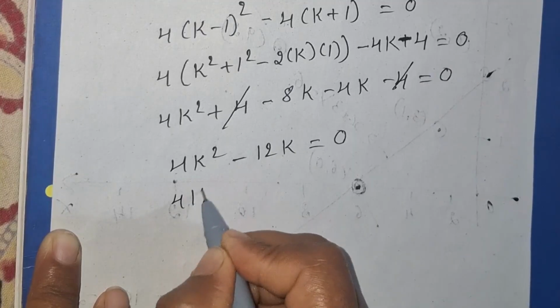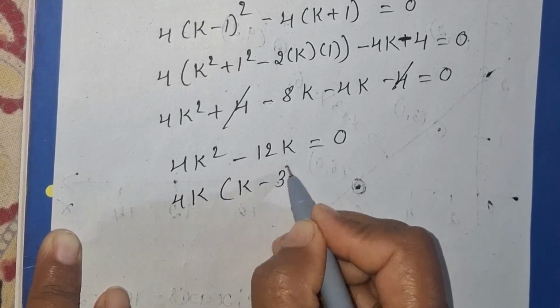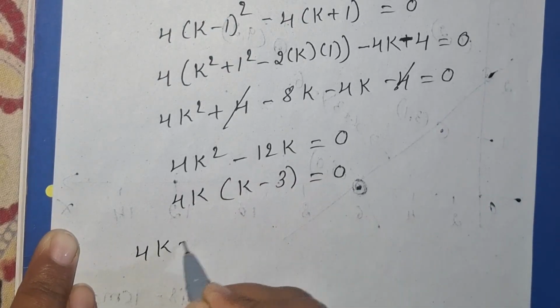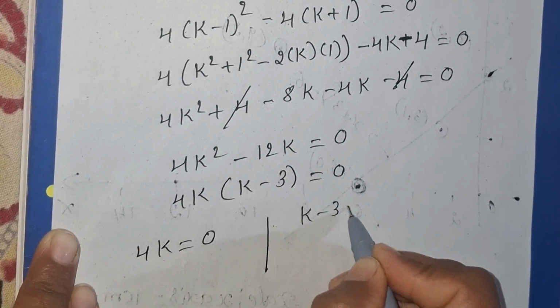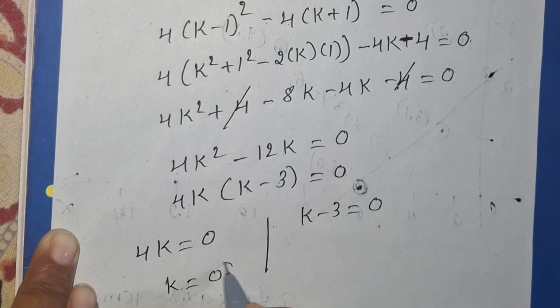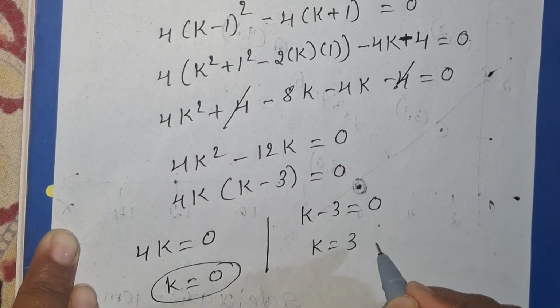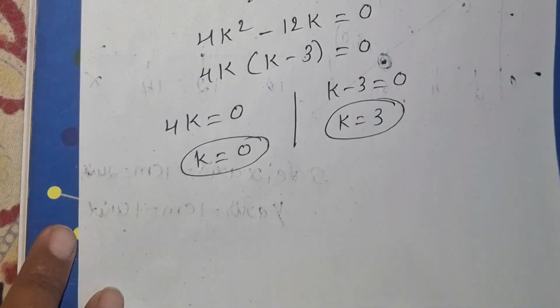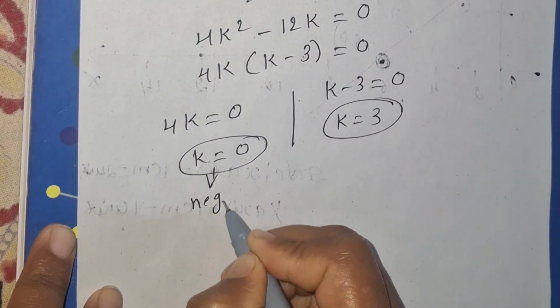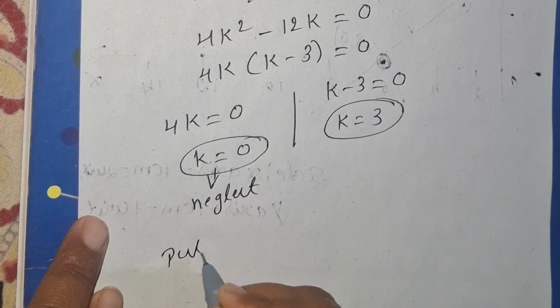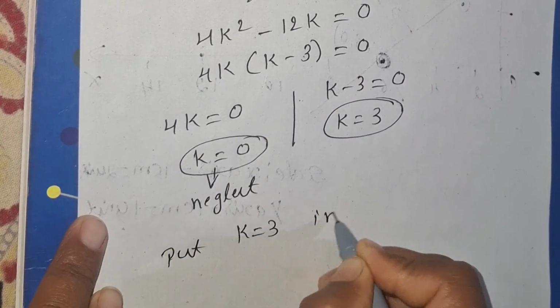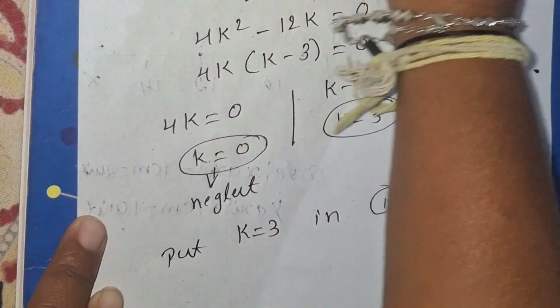4k square minus 12k equal to 0. Take common 4k: 4k into k minus 3 equal to 0. So we consider 4k equal to 0 or k minus 3 equal to 0. K equal to 0, k equal to 3. So the k value 0 is neglected, only consider k equal to 3. Put k equal to 3 in equation 1.